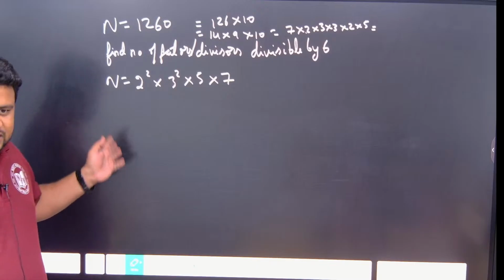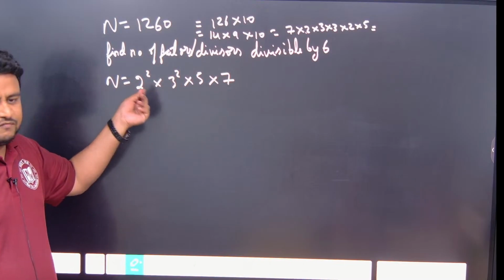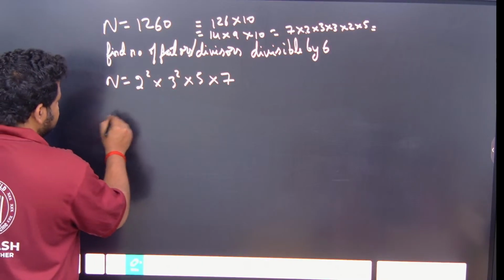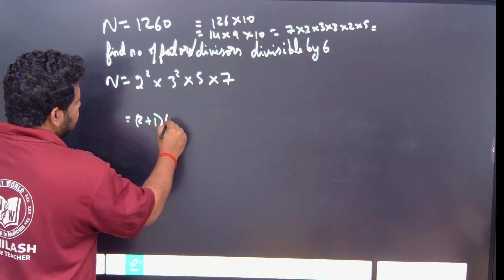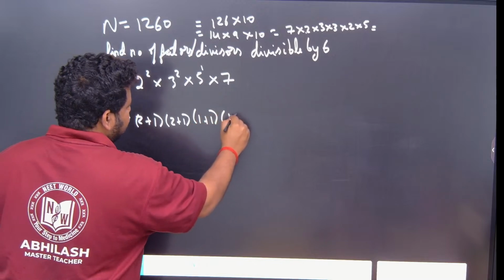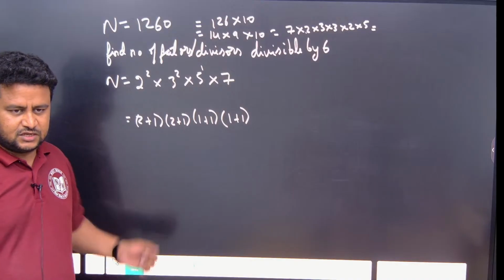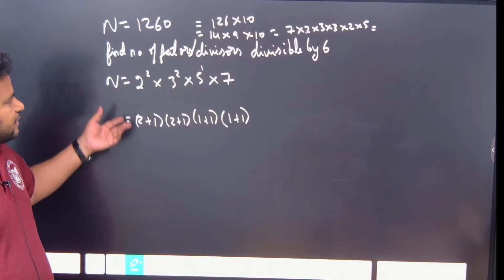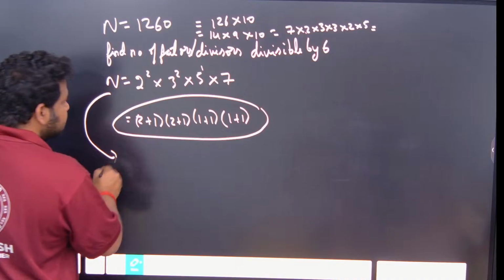If they are asking only the number of factors, forget about divisible by 6. What will you write? Number of factors would be 2 plus 1 into 2 plus 1 into 1 plus 1 into 1 plus 1. If they ask only the number of factors, you will write it like this. But now they are asking the number of factors divisible by 6, which is not this.